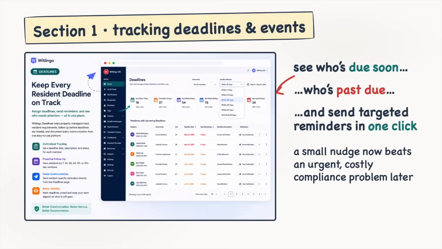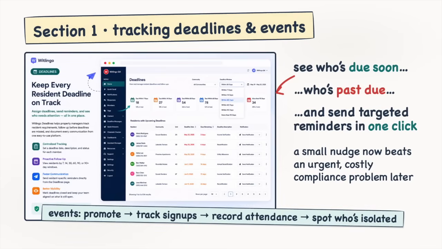And it goes way beyond just compliance, too. For service coordinators and community staff, this transforms how community programs and services are run. You can seamlessly promote events, track resident signups in real time, and easily record attendance. This paints a crystal clear picture of who is actively participating in community life and who might be a bit isolated and in need of more dedicated outreach.